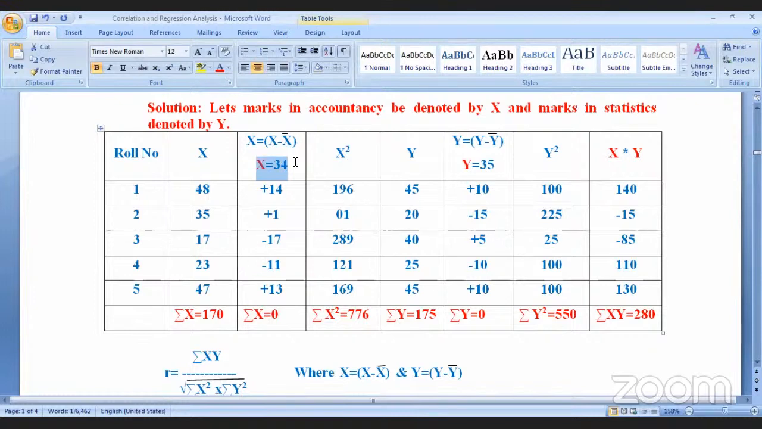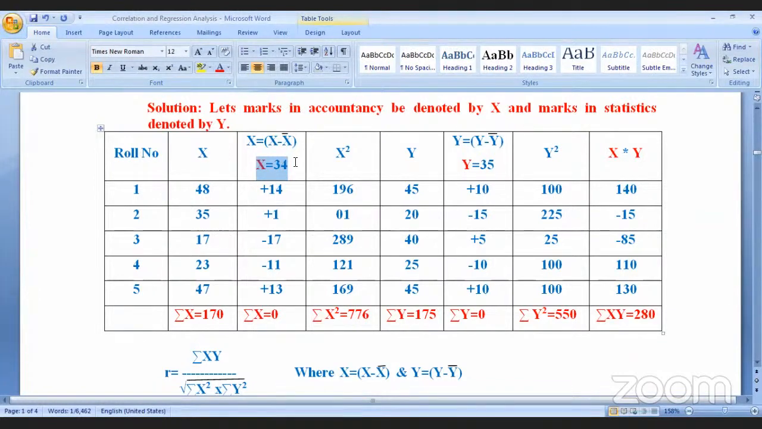When we did the calculation with x bar, we got 34. 48 minus 34 is plus 14. 35 minus 34 is plus 1. 17 minus 34 is minus 17. 23 minus 34 is minus 11. 47 minus 34 is plus 13. Then sigma X is equal to 0. Then 14 square is 196, 1 square is 1, 17 square is 289, 11 square is 121, and 13 square is 169. Sigma X square is equal to 776.